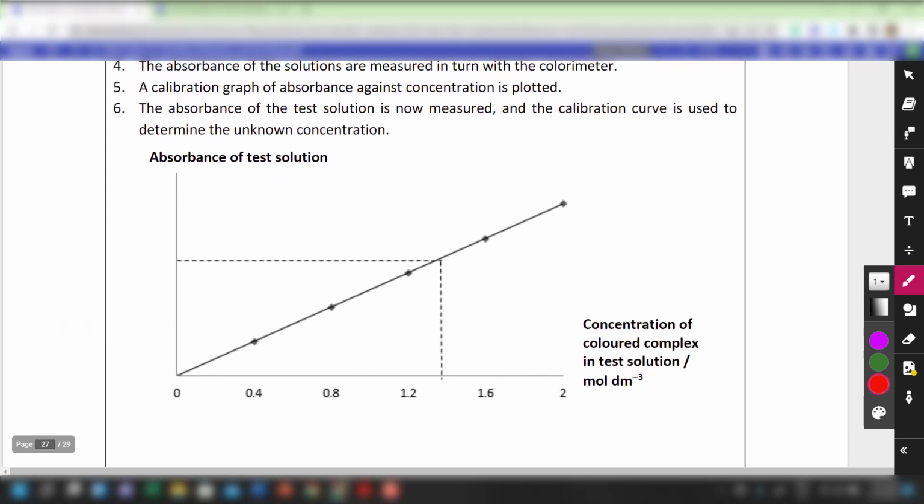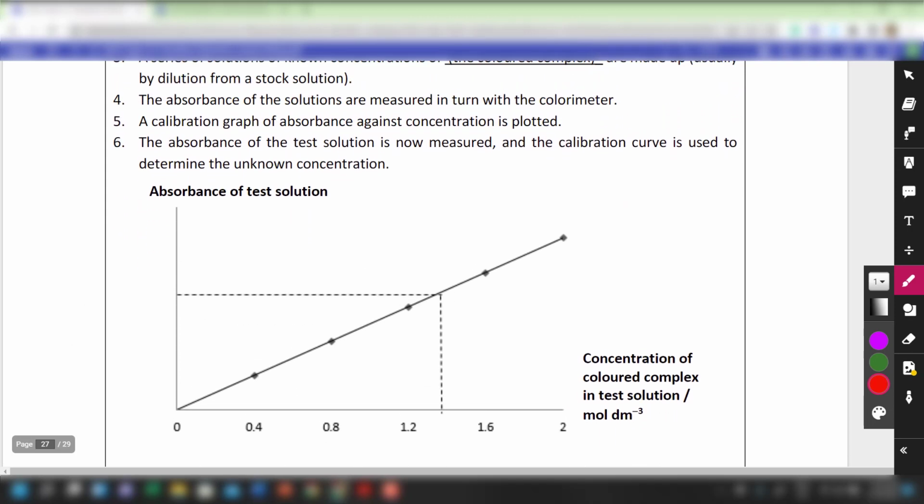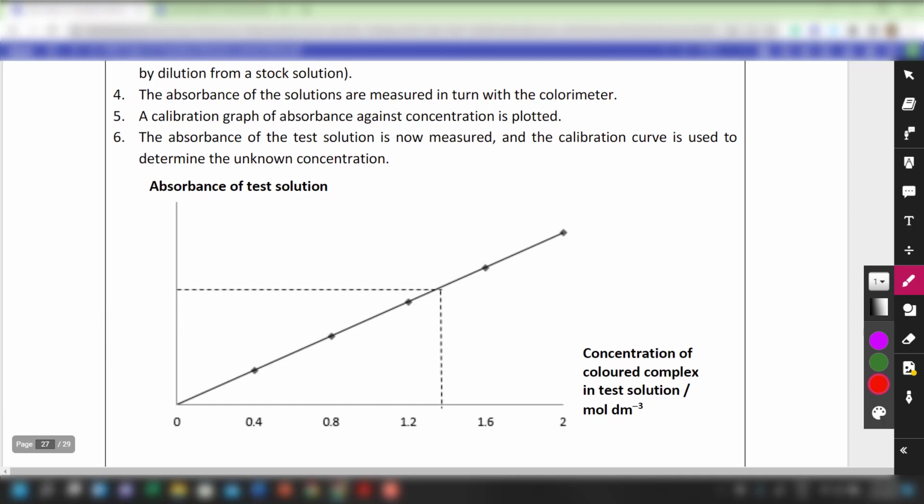Basically what we are trying to say here is that we will prepare known concentrations. For example, 0.4, 0.8, 1.2, 1.6, and then 2. Then you put it into a UV spectrophotometer, and off the UV spectrophotometer you get a reading. Let's say this reading is A1, and another reading here is A2.